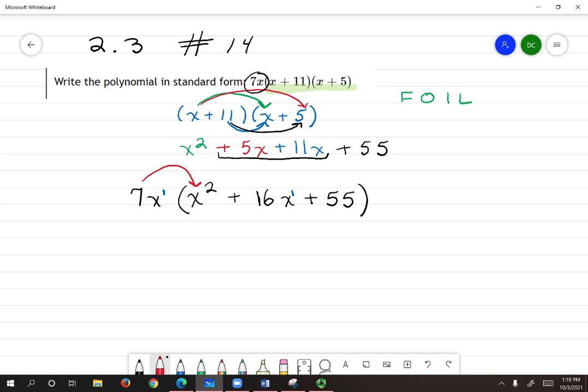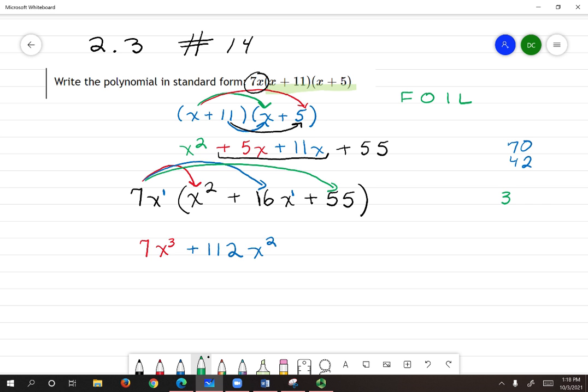I always multiply the numbers first. This is really like 7 times 1, which is 7. And what's x squared times x to the first? X to the third. Then 7 times 16, that's 70 plus 42, which is 112, so 112. And then x to the first times x to the first is x squared. And then finally, 7 times 55.